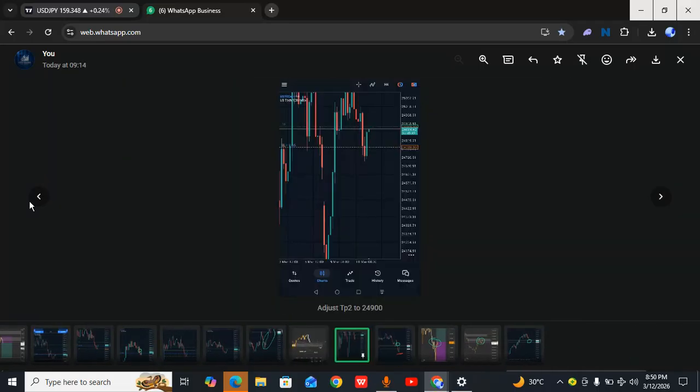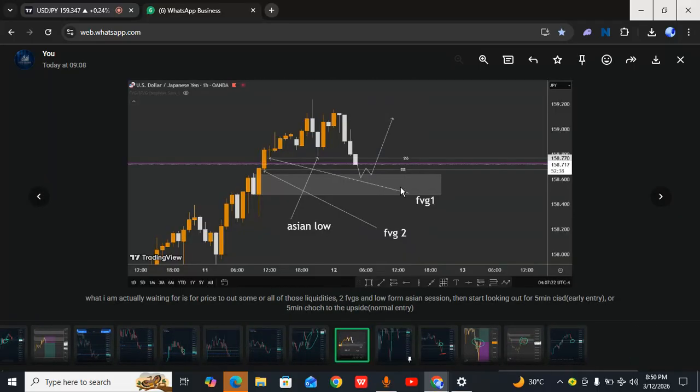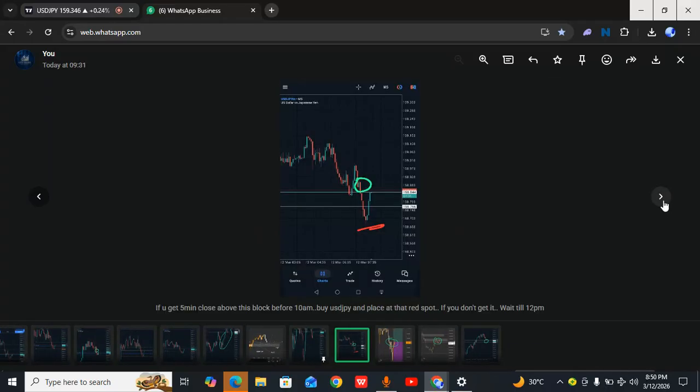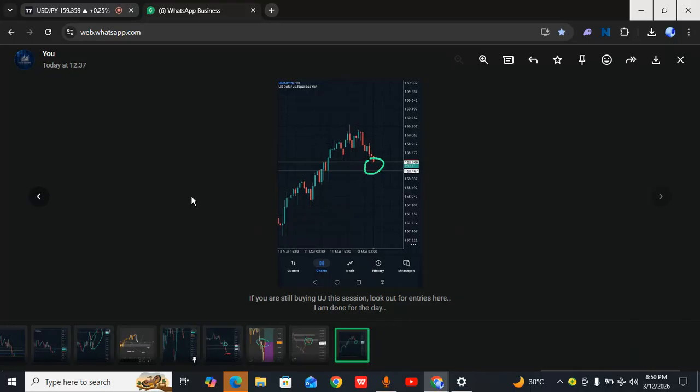But I will still tell you guys that if you still want to take it, this was when I was giving you the markup for the USDJPY. You can see somewhere around this area... This was it. If you are still buying UJ this session, look out for entries here. I'm done for the day. So this was when I marked this zone for you guys.